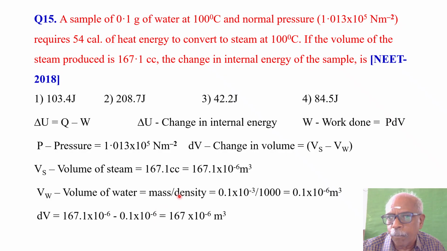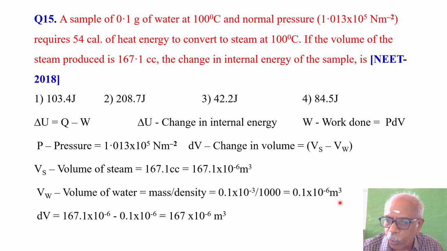What is mass of water? 0.1 gram of water. 0.1 gram means 0.1 into 10 power minus 3 kilogram. What is density of water? 1000 kilogram per meter cube. That you know very well. So 0.1 into 10 power minus 3 divided by 1000. What does 1000 mean, sir? 10 power plus 3. When it goes to the numerator, it becomes 10 power minus 3. So that is equal to 0.1 into 10 power minus 6 meter cube.